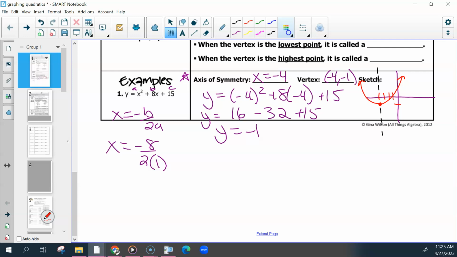Before we go on to the next one, what questions do we have on this? Right now, we're just doing a rough sketch. When we actually graph it, you'll know how far. So right now, it doesn't matter, as long as it looks like a U, you're okay. Okay, go on to the next page.